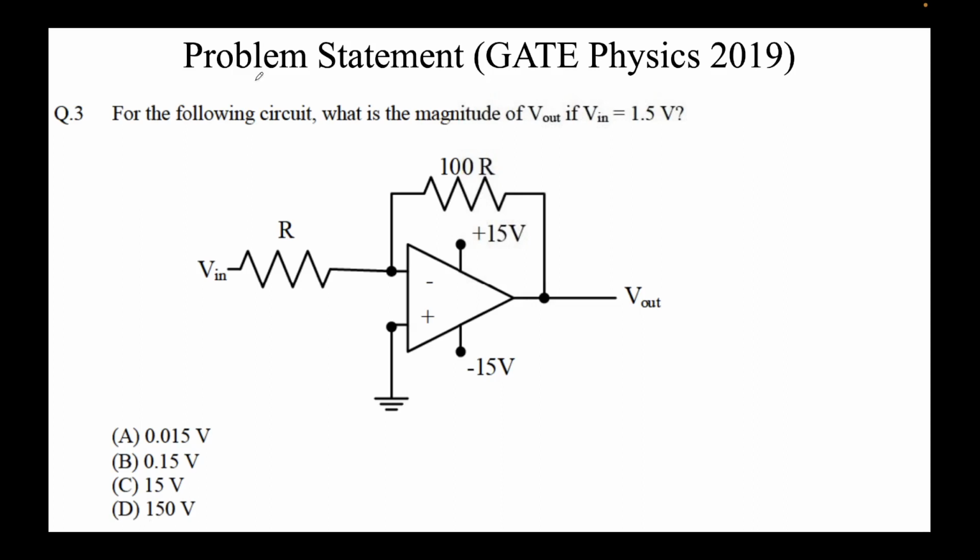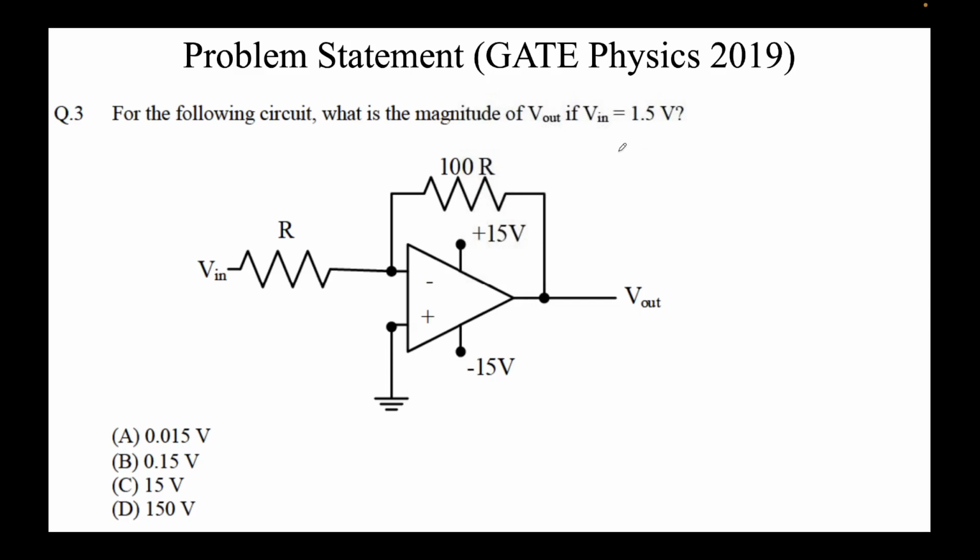The problem statement from GATE Physics 2019 paper reads as follows. For the following circuit, what is the magnitude of V out if V in equal to 1.5 volts? We are given a circuit with an operational amplifier and a few resistors, and we are given 4 options and we have to choose the correct one.